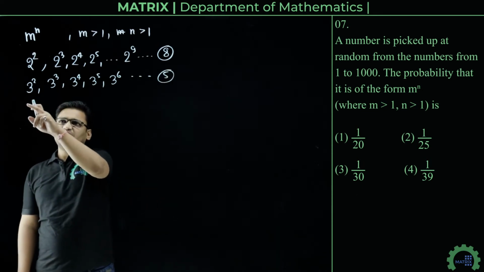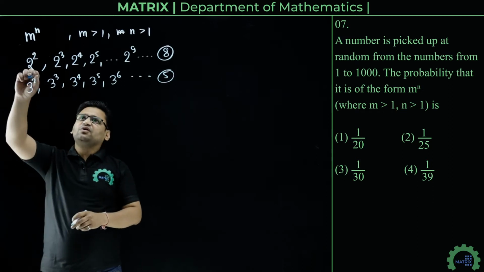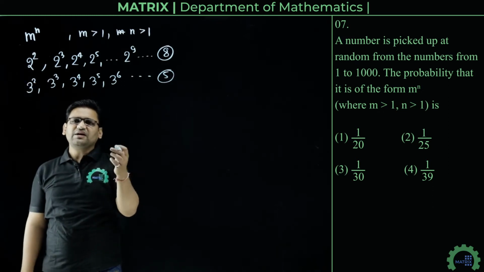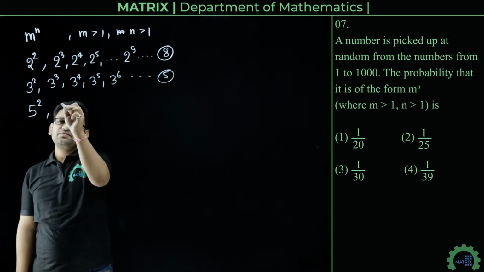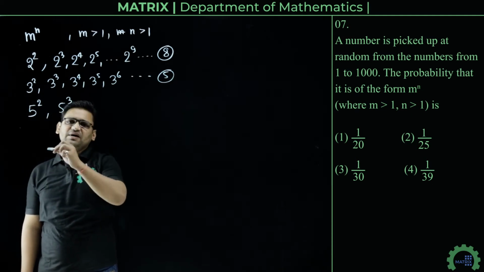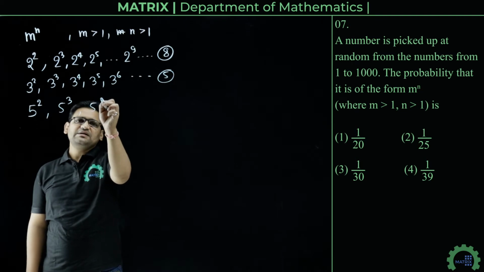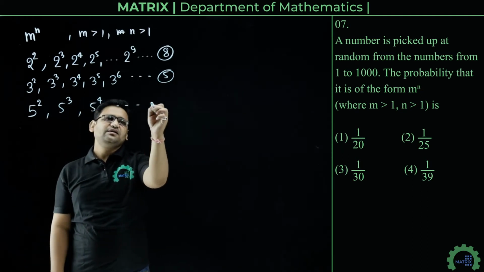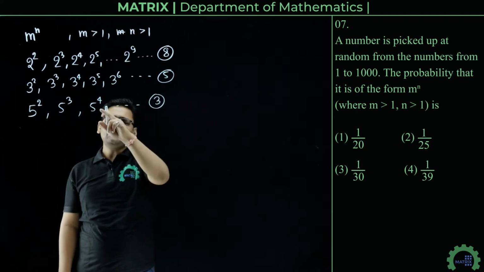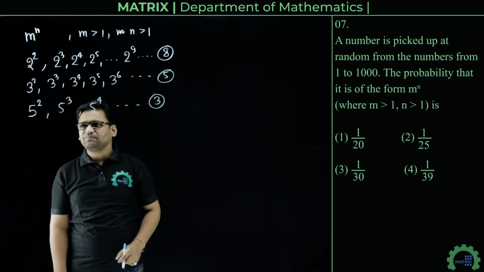Then for the number 4, it is already included in the number 2. Then after that we will take the number 5. So 5 square, 5 cube, 125 and 5 raised to power 4, that is 625. That is total number of cases here are 3, as the number 5 raised to power 5 is greater than 1000.